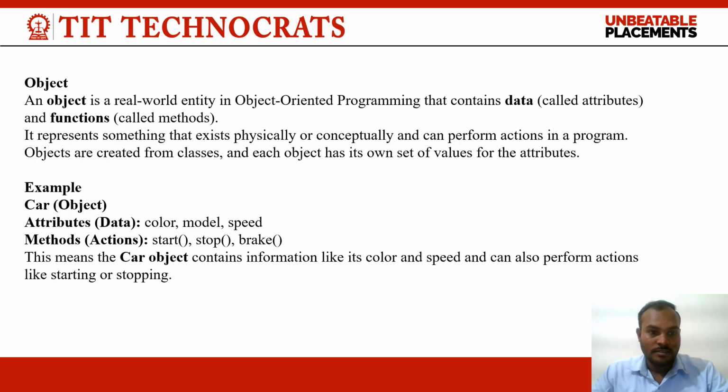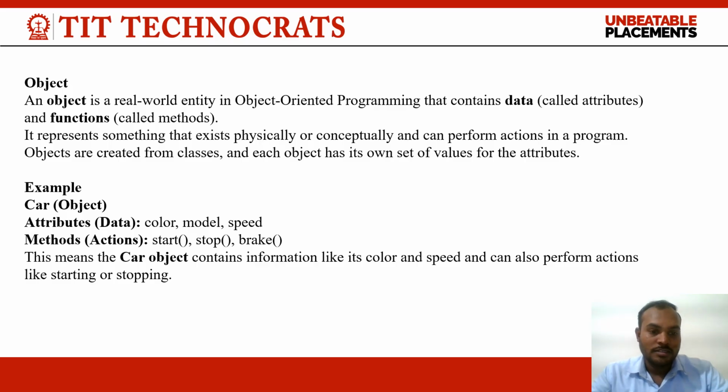And what is an object? An object is a real world entity in object-oriented programming that contains data called attributes and functions called methods. It represents something that exists physically or conceptually and can perform actions in a program. Objects are created from classes and each object has its own set of values for the attributes.